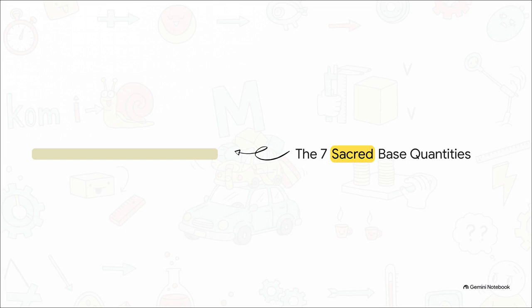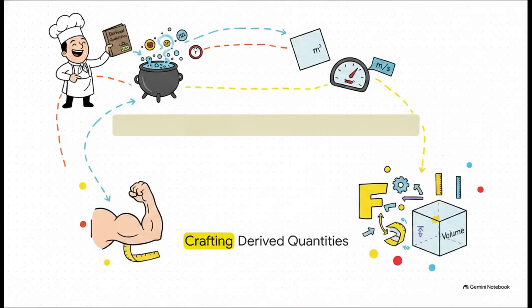And it's actually fascinating how obsessive scientists are about these. The kilogram, for example, used to be defined by a literal physical chunk of metal locked in a vault in France. But recently, they redefined it using the Planck constant, a fundamental law of nature. That means the base quantity of mass is now perfectly absolute, anywhere in the universe. Mind-blowing, right? So let's look at those crafted derived quantities.